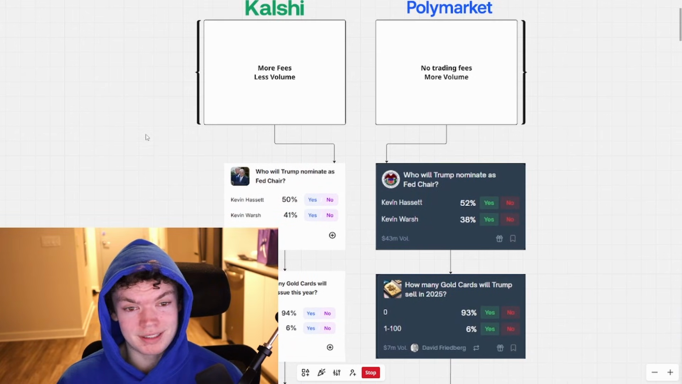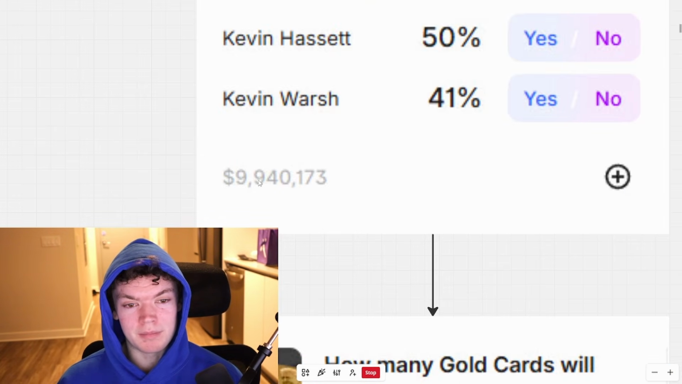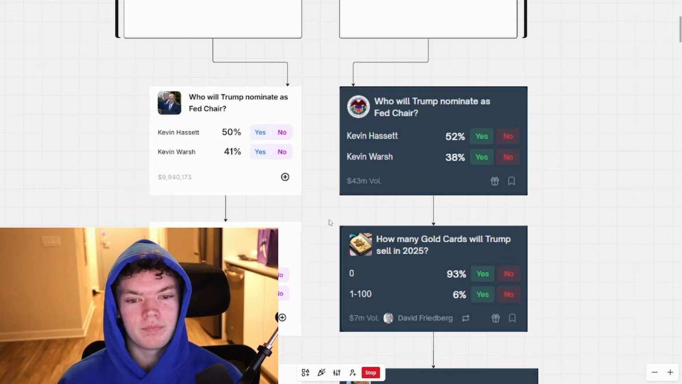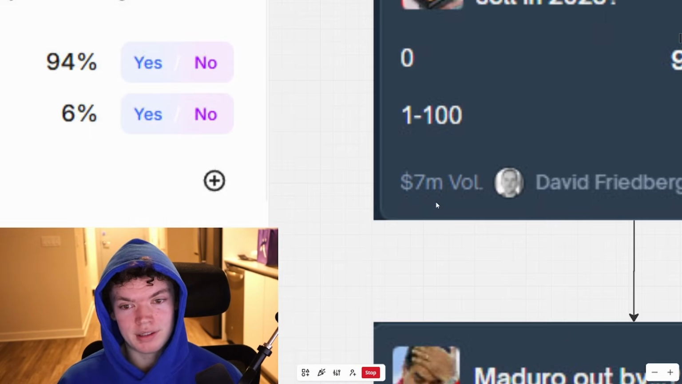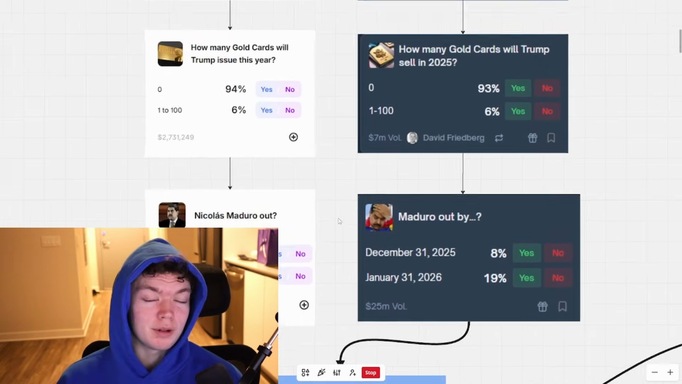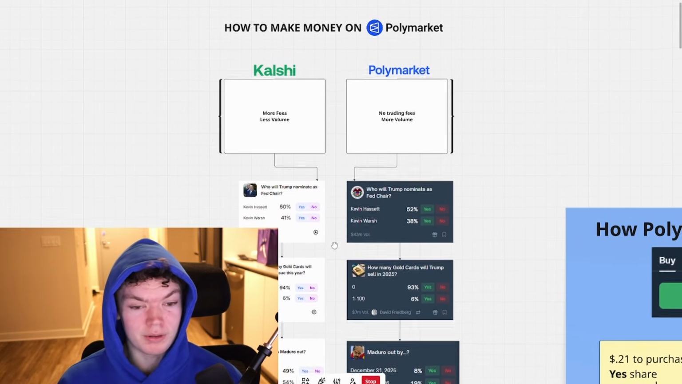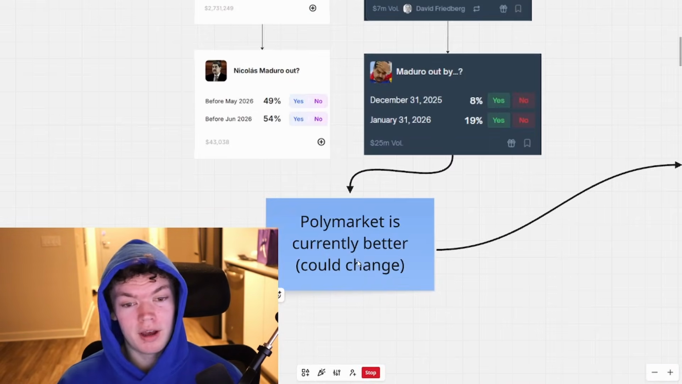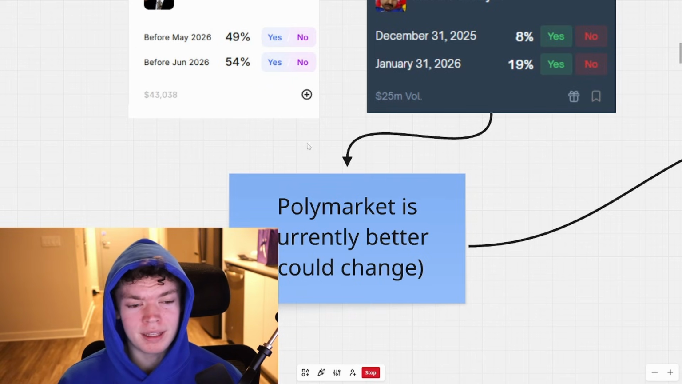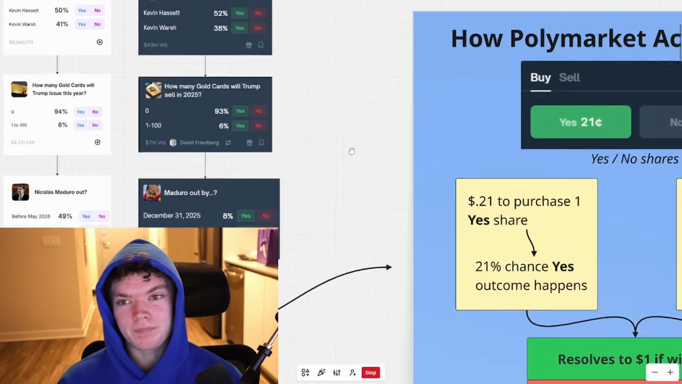Let's look at these two same markets from both of these different platforms. You see 9 million in volume and then 43 million in volume. 2 million, 7 million. 43,000 and 25 million. So clearly Polymarket has more volume and there's no trading fees. So right now, this could change, but right now Polymarket is currently better. If you're watching this months after I upload it, it could be different. I don't know, but right now Polymarket is better.